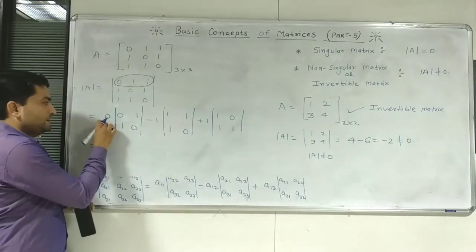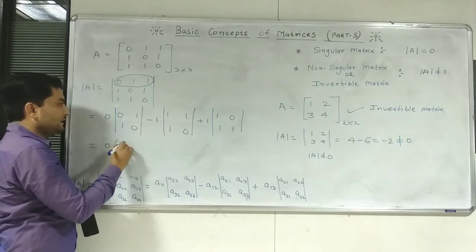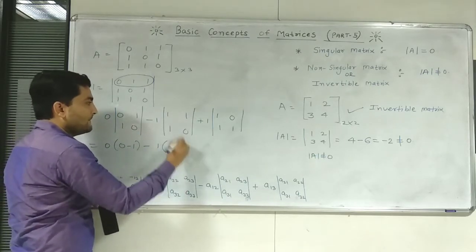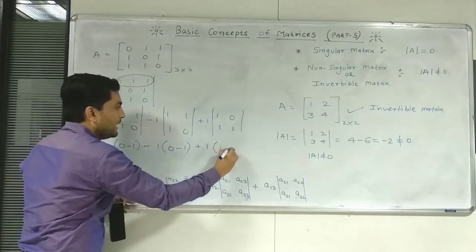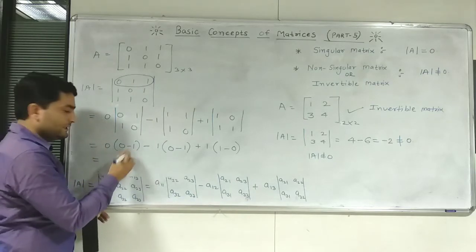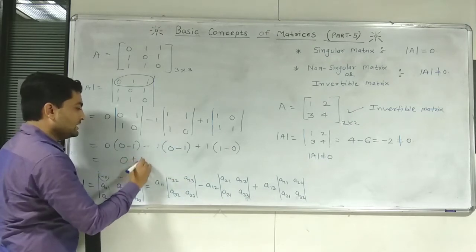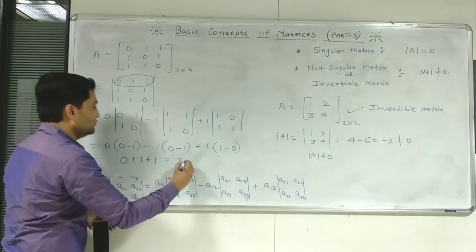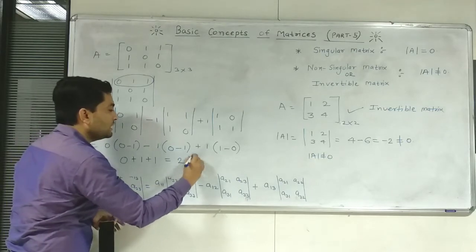Now 0 multiplied by any number is 0, so it is 0 minus 1 as it is. 1 into 0 is 0, minus 1 into 1 is 1, plus 1 as it is, 1 into 1 is 1, and minus 1 into 0 is 0. So 0 multiplied by minus 1 is 0, so this entry is 0. Now minus 1 multiplied by minus 1 is plus 1. Now plus 1 multiplied by 1 is plus 1, so it is 2. So the determinant of this 3 cross 3 matrix is 2, which is not equal to 0.